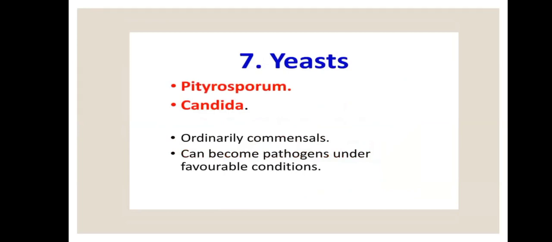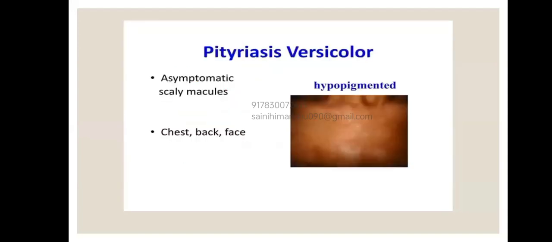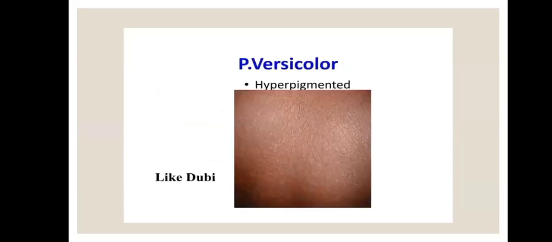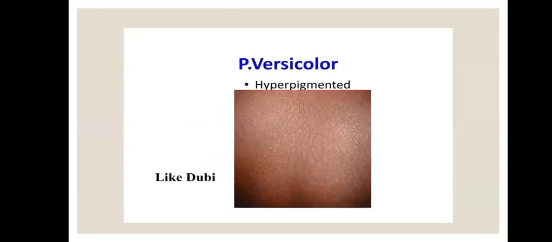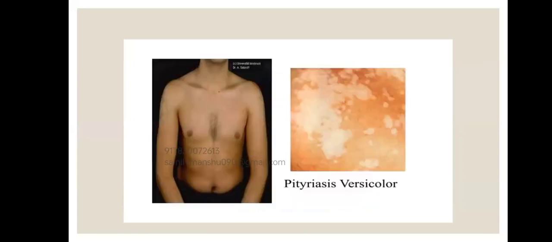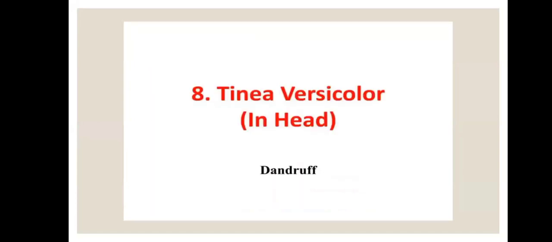Then come the yeast infections, the Pityrosporum and Candida infections. Like this hypopigmented lesion and hyperpigmented lesion. Some persons have white lesions, some persons have dark pigmented areas. So this is all pityriasis versicolor, that's this infection.